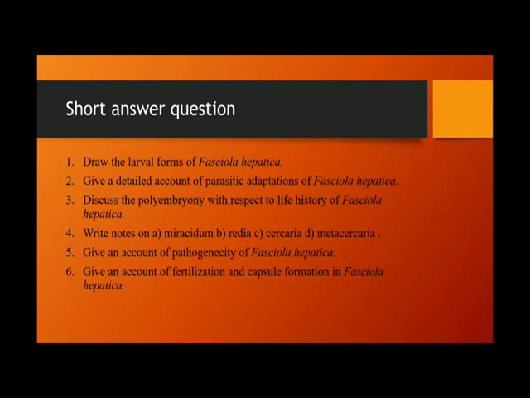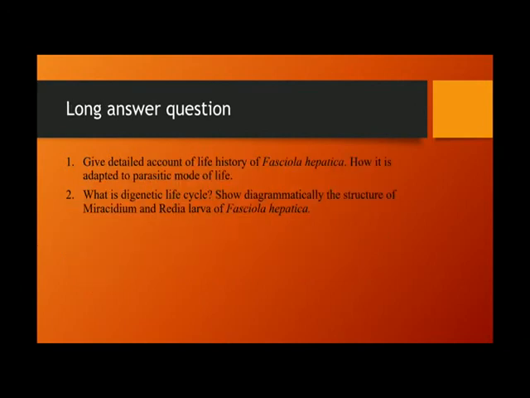First question is, draw the larval forms of Fasciola hepatica. Second question is, give a detailed account of parasitic adaptations of Fasciola hepatica. Third question is, discuss polyembryony with respect to the life history of Fasciola hepatica. Fourth question is, write notes on A. Miracidium, B. Redia, C. Cercaria and D. Metacercaria. Fifth question is, give an account of pathogenicity of Fasciola hepatica. Sixth question is, give an account of fertilization and capsule formation in Fasciola hepatica.